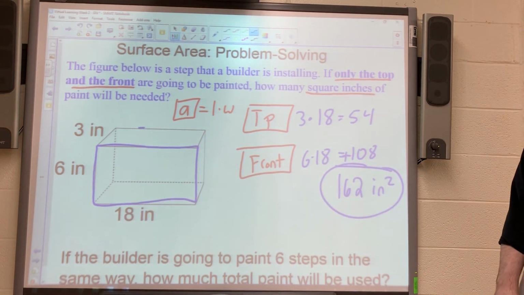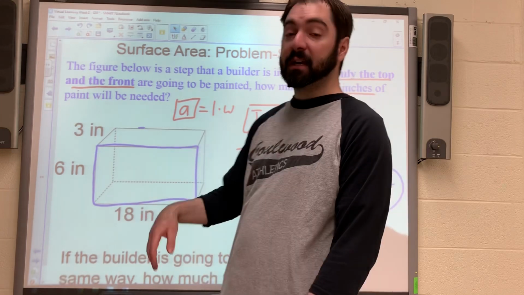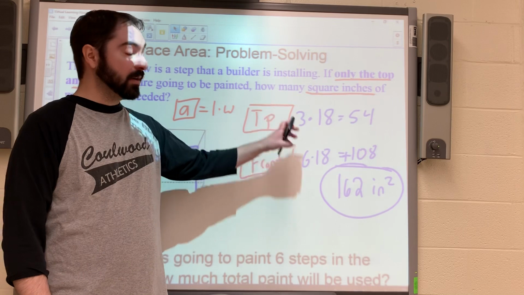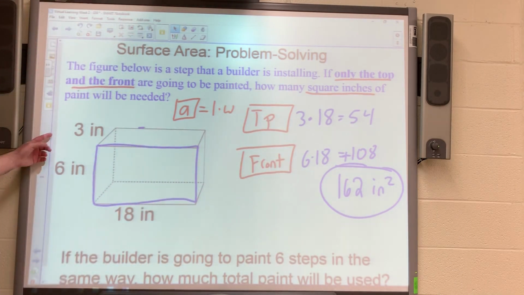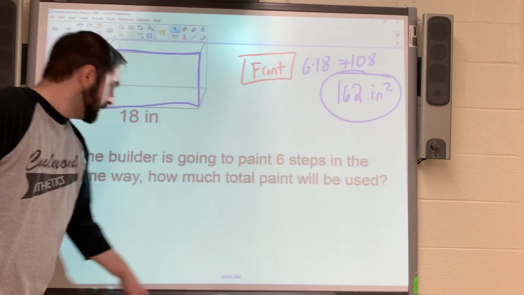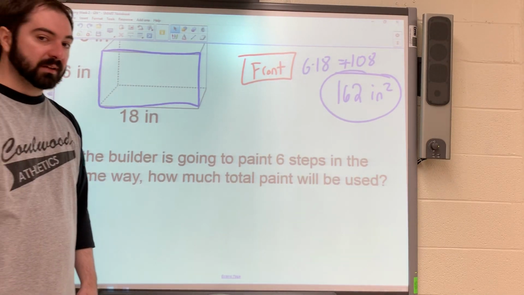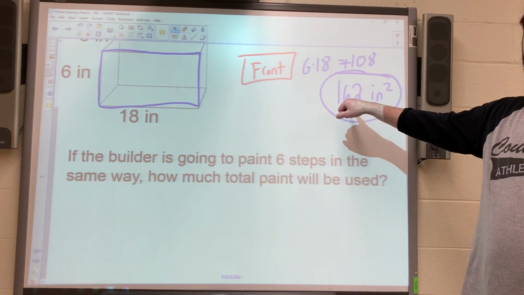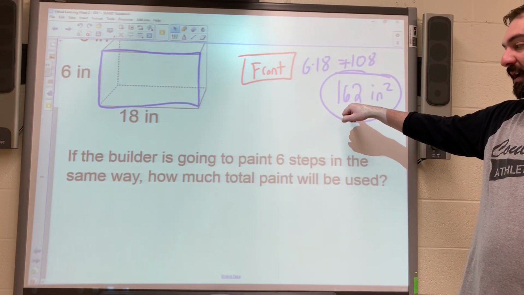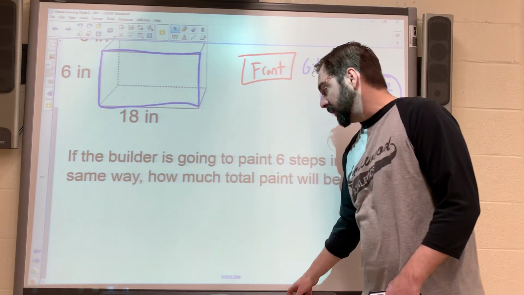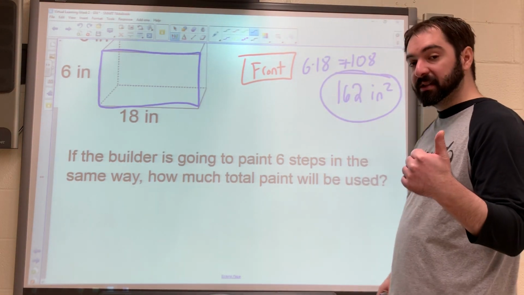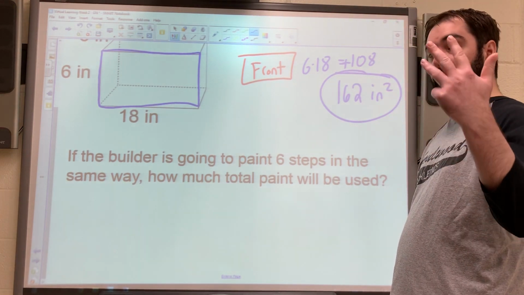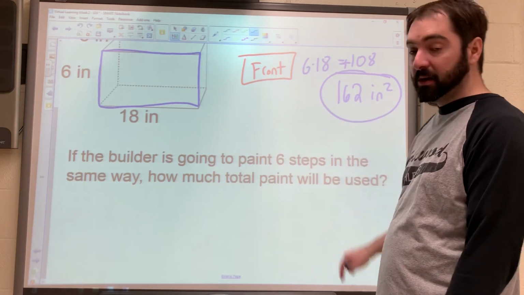So again, the hardest part of this problem actually wasn't the math. It was reading carefully, thinking about what parts of the problem they were talking about, what information they gave me, how I can break it down to make the math rather easy. Now, follow-up question. If the builder has 6 steps, so again, there's 6 steps leading up to this front door, and I know the surface area of 1 step is 162 inches, how can I figure out 6 of these? Well, I know that 1 is 162, another one's going to be 162, the 3rd step's going to be 162, the 4th, 5th, and 6th step are all going to be 162.